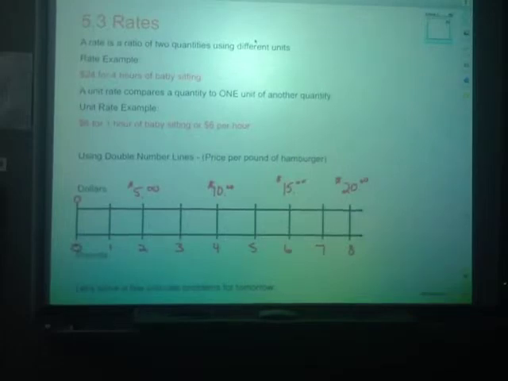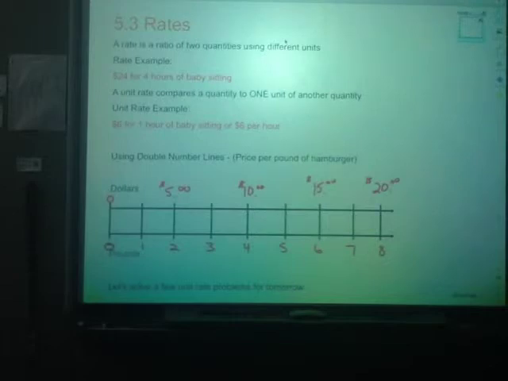And then notice across the top I have 0 and then $5, $10, 15, and 20. I skipped the ones in between because I didn't have enough room, to be honest with you. So in between 0 and $5, half of that would be $2.50. So any rate off of here that I can pull would be considered a rate.